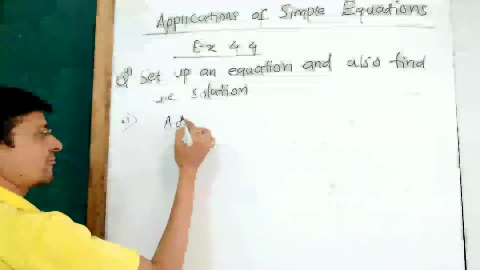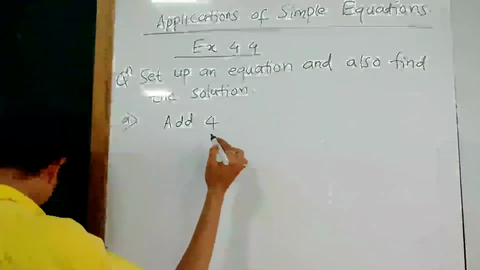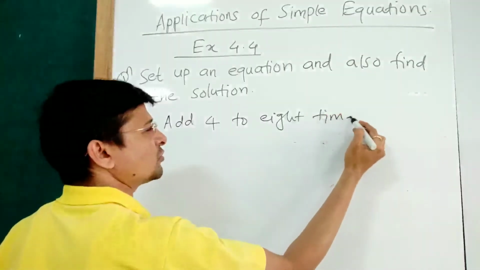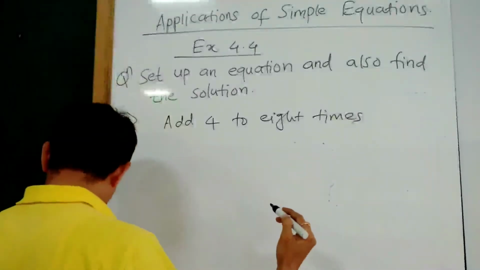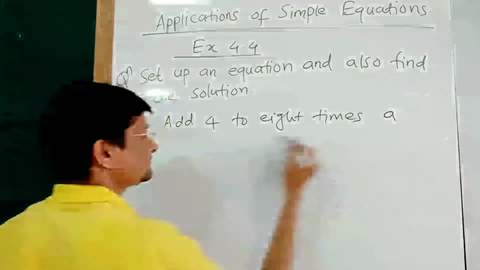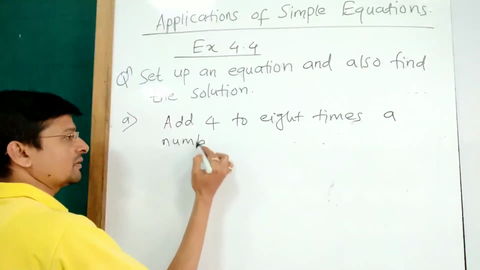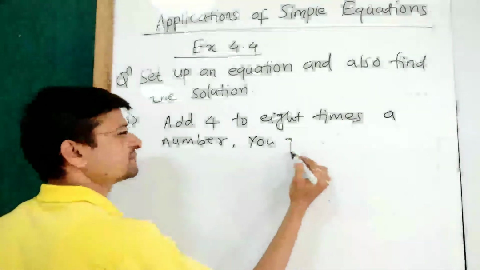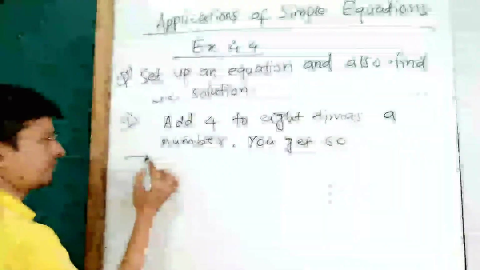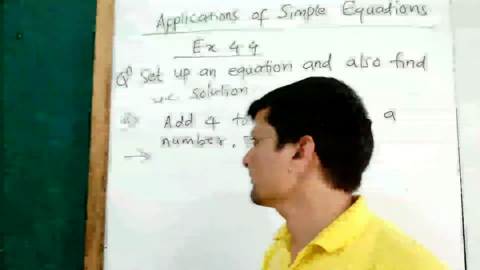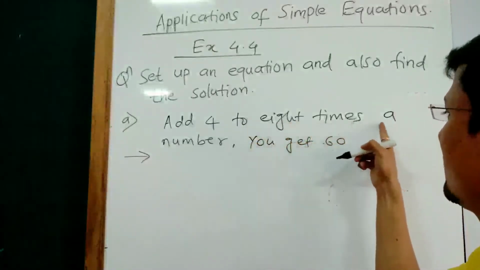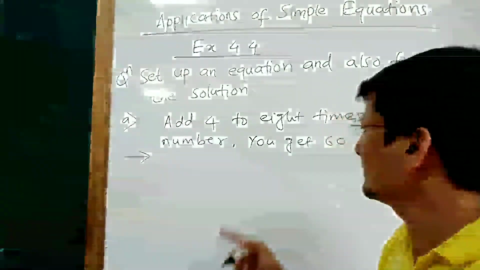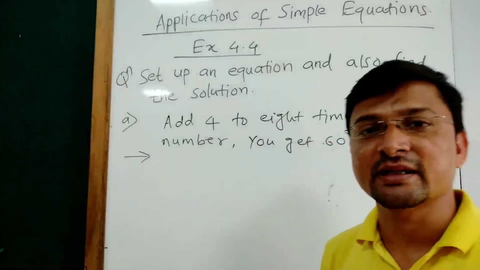Add 4 to 8 times a number, you get 60. This is the given statement. Add 4 to 8 times of a number. The number may be x, y, z, m, n, p, etc. You get 60. That means answer is 60.